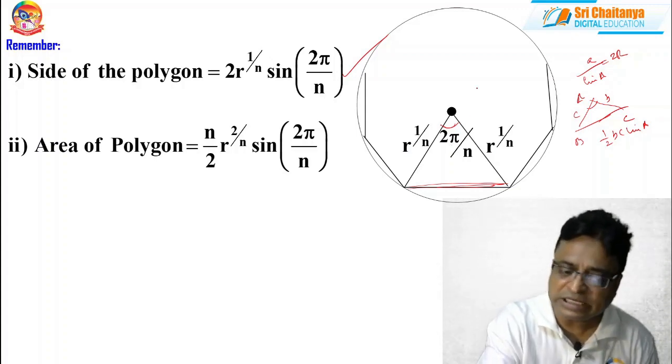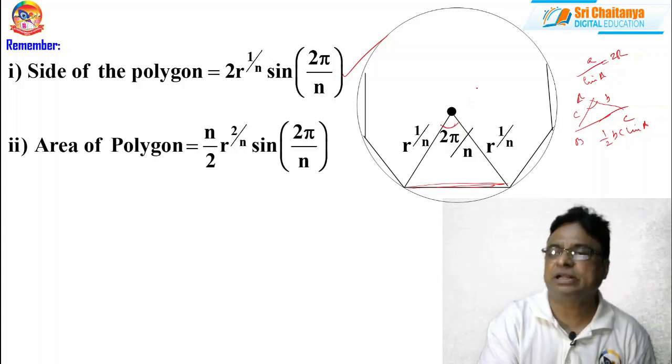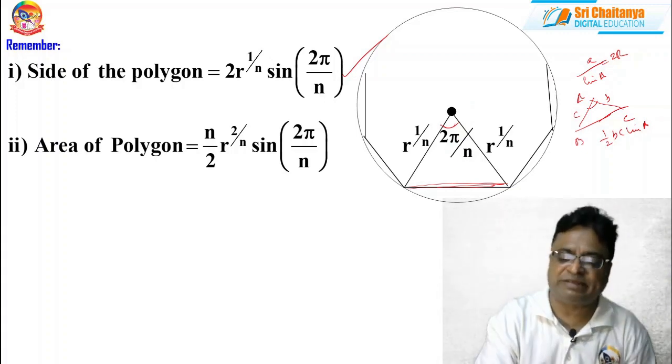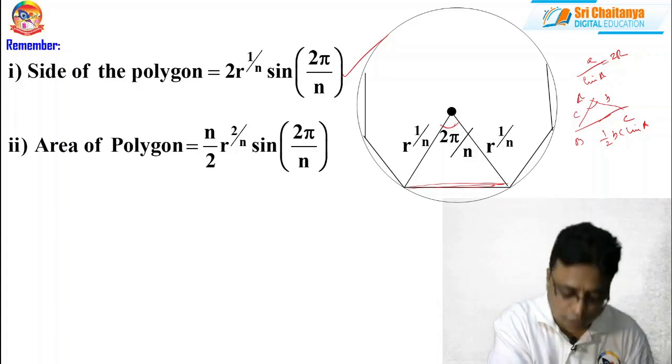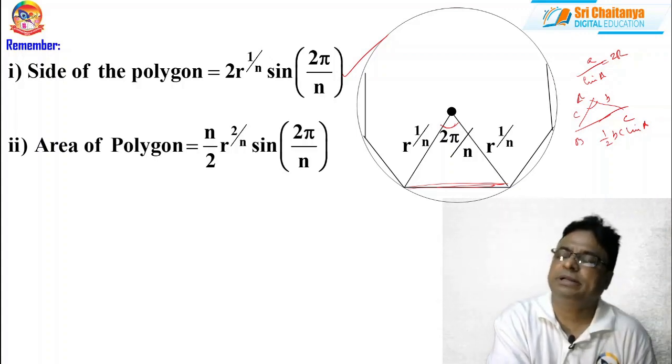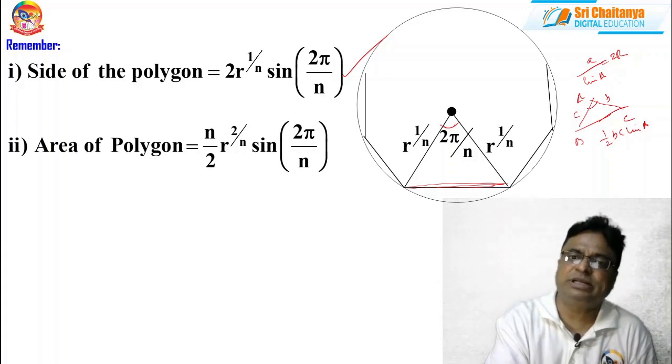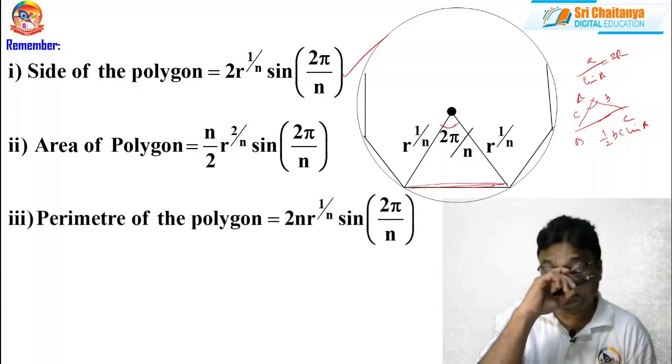Like that, how many triangles are there? There are n triangles. If I add all these n triangles, I will get what? The area of the polygon. So that is n by 2 r power 2 by n sine of 2 pi by n. Clear? This is the area of the polygon.